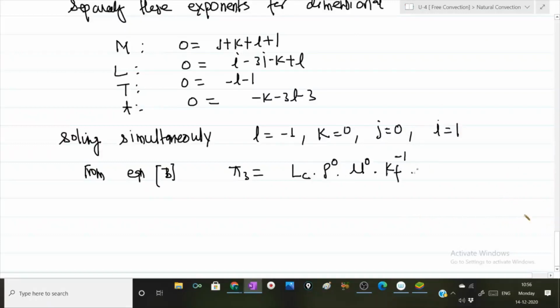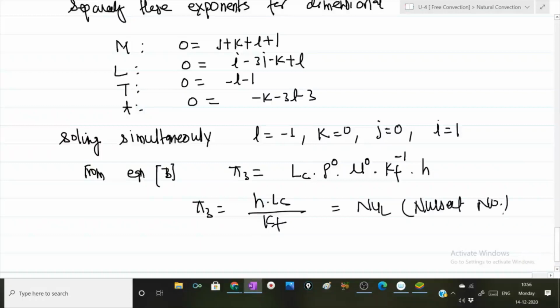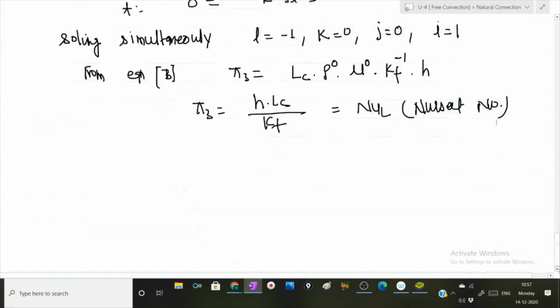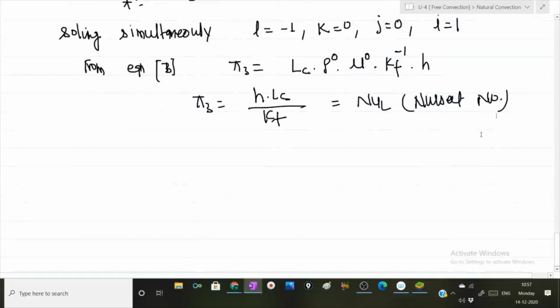Okay, and h is the selected variable. So from here I can express pi 3 as h into Lc over Kf, and this is nothing but the Nusselt number. So this way I can express pi 1, pi 2, pi 3 in terms of the Grashof number, Prandtl number and Nusselt number respectively.